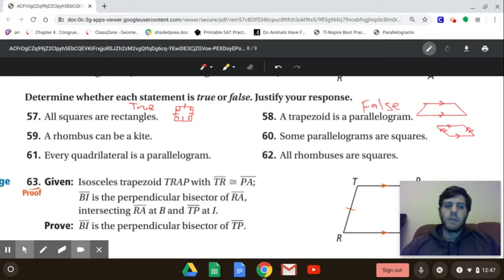And then I'm going to leave you guys to try 59. A rhombus can be a kite. Some parallelograms are squares. Every quadrilateral is a parallelogram, and all rhombuses are squares. So we want true or false for those, and then an explanation in words or with a diagram.